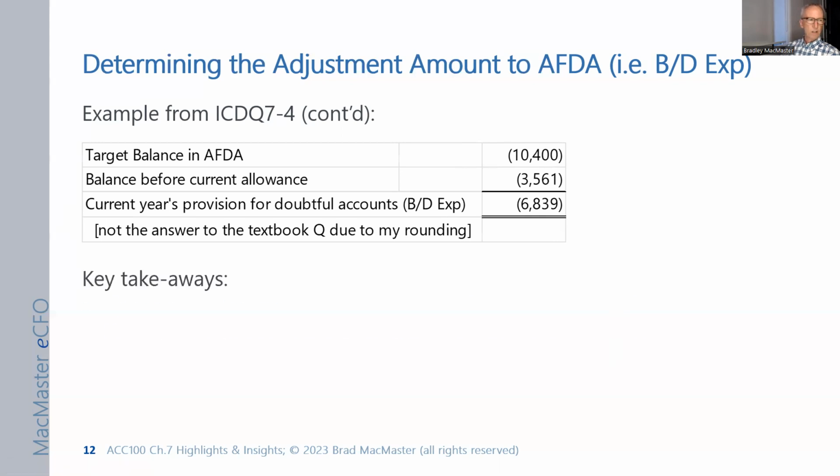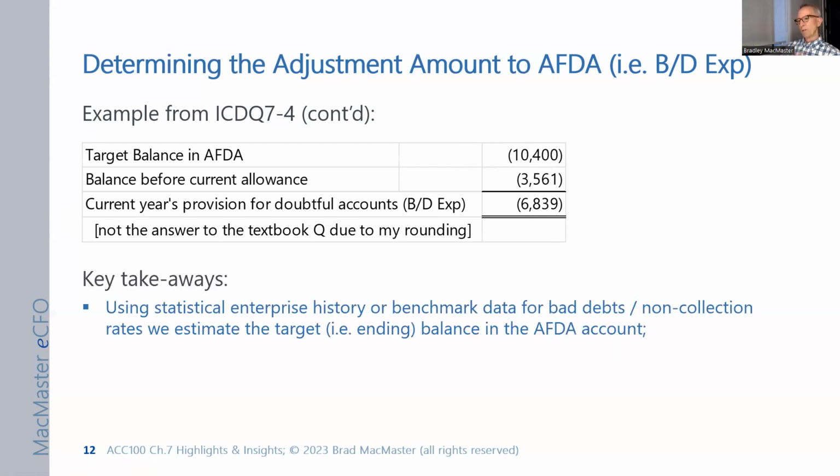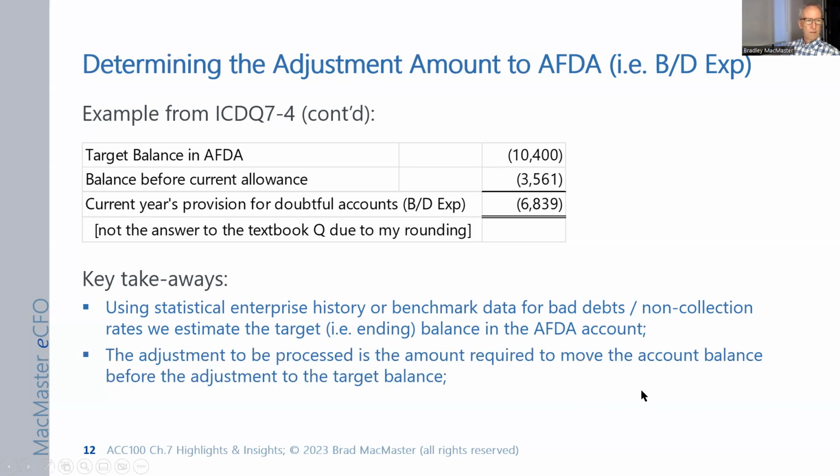So the key takeaways from this are, using statistical enterprise history or benchmark data for bad debts and non-collection rates from an industry, let's say, we can estimate the target balance in the allowance for doubtful accounts. That's the ending balance. And then the adjustment to be processed is the amount required to move the account balance to achieve the target balance. And that adjustment is equal to the bad debt expense.